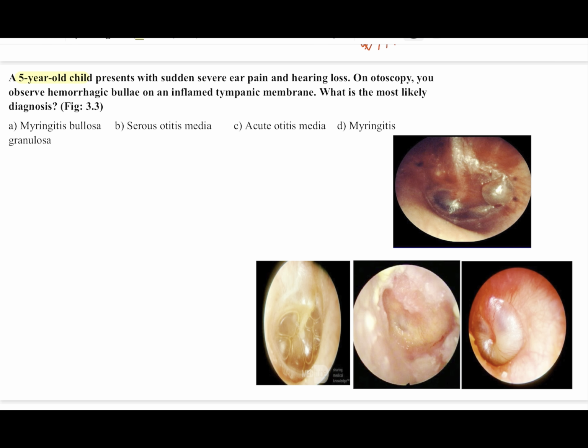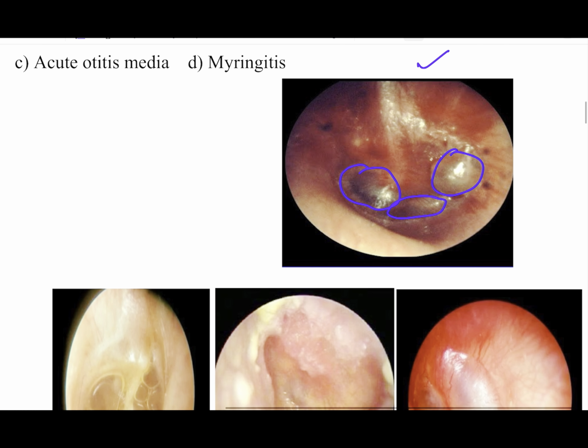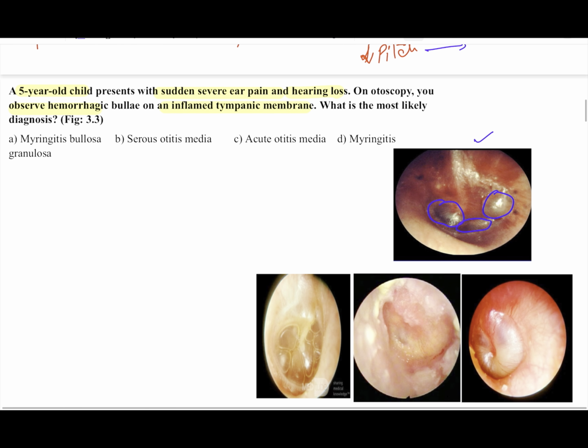Next question: a 5-year-old child presents with sudden severe ear pain and hearing loss. On otoscopy, you observe hemorrhagic bullae and an inflamed tympanic membrane. What is the correct answer? So this image was given. As soon as you see this image, you can see these are the bullae. These are the hemorrhagic or serous bullae, which are present on the inflamed tympanic membrane. So the correct answer will be myringitis bullosa.